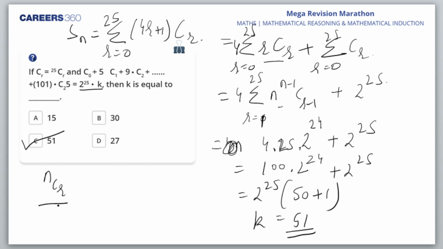NC_R upon N minus 1 C_R minus 1 is N by R. So if you multiply R here and this here, you'll get the same result. Okay. Total marks 32. Very good.